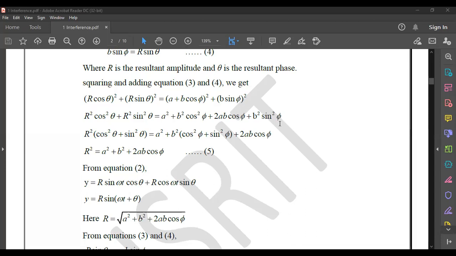You just go through those equations. I think you didn't have any difficulty in expanding. If you have any difficulty, please let me know immediately. After expanding, the second term and the fourth term have the common factor B square: B square of (cos square phi plus sin square phi), which again becomes 1. So altogether you will get R square is equal to A square plus B square plus 2AB cos phi, equation 5.